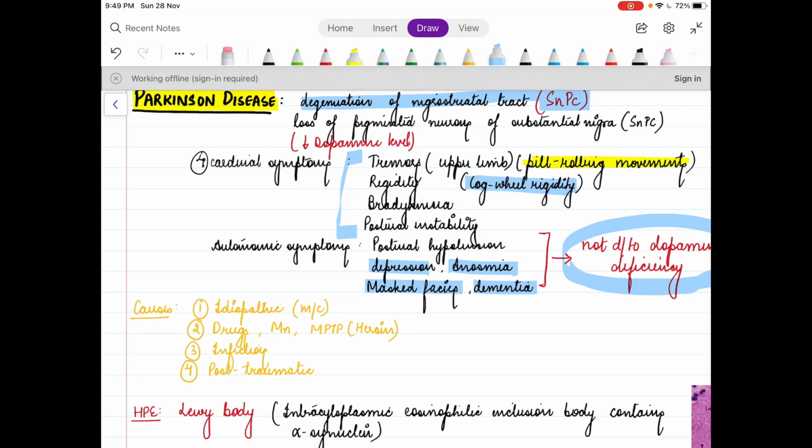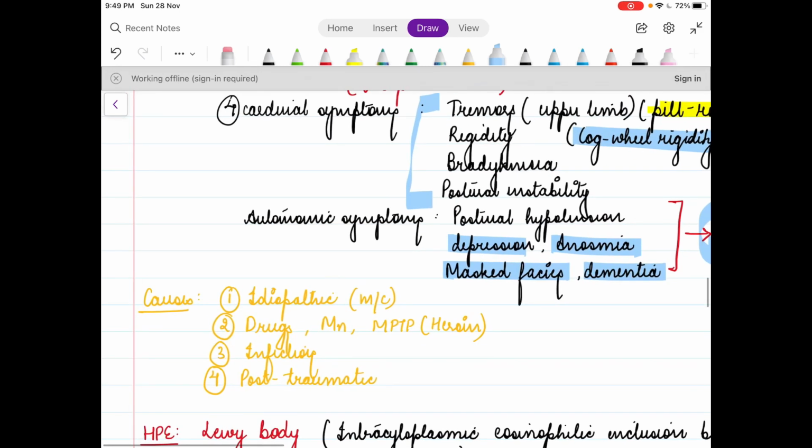Now let's talk about the causes of Parkinson disease. The first and most important is idiopathic, as the most common reason for having Parkinson disease is idiopathic. It cannot be explained. Second are drugs and metals like manganese, and there is also a compound like MPTP, seen in the drug heroin, which is responsible for causing Parkinson disease. Some infections, and post-traumatic injury, can also cause it. For example, the famous boxer Muhammad Ali suffered from Parkinson disease, and post-traumatic injury was accounted to be the cause.